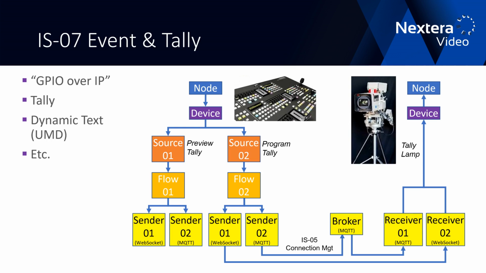And what this does is it actually leverages IS-05, and it says, okay, the production switcher wants to light up the tally lamp. There's a couple ways to do it. You can send an MQTT command, or you could send a WebSocket command. Depending on the size of your facility, there's pros and cons to each. So depending on which command you send, we leverage IS-05. The receiver sees that and then lights up the tally lamp.